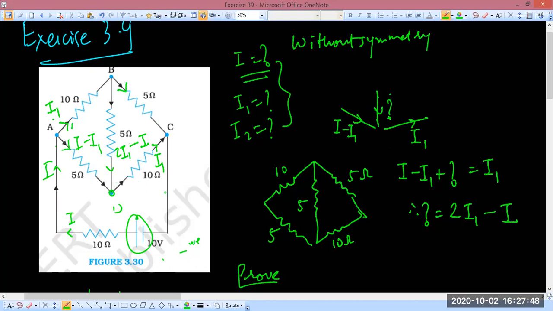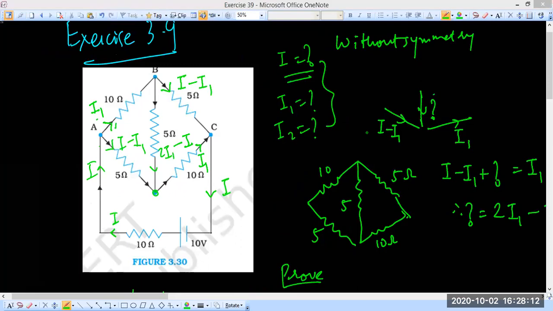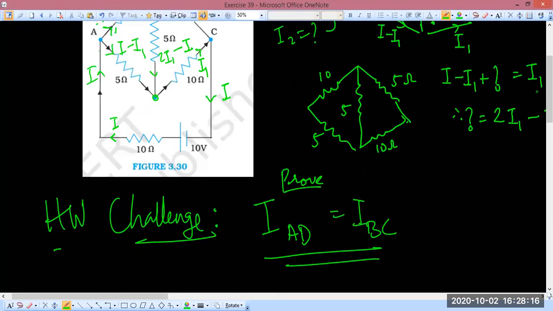બસ current distribution પૂરું થઈ ગયું if you are using symmetry. Is this clear? Is this clear, everyone? અહીંયા શું આવશે? I minus I1 due to symmetry. Okay. Again, I would request all of you to try this and prove it. Barabar?